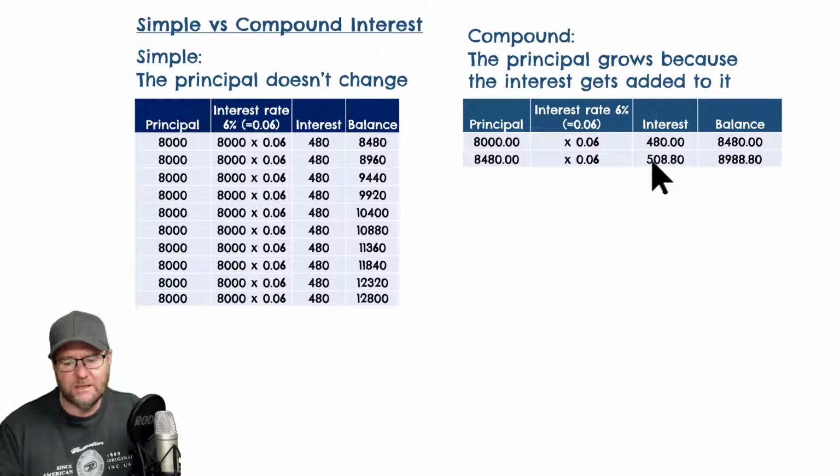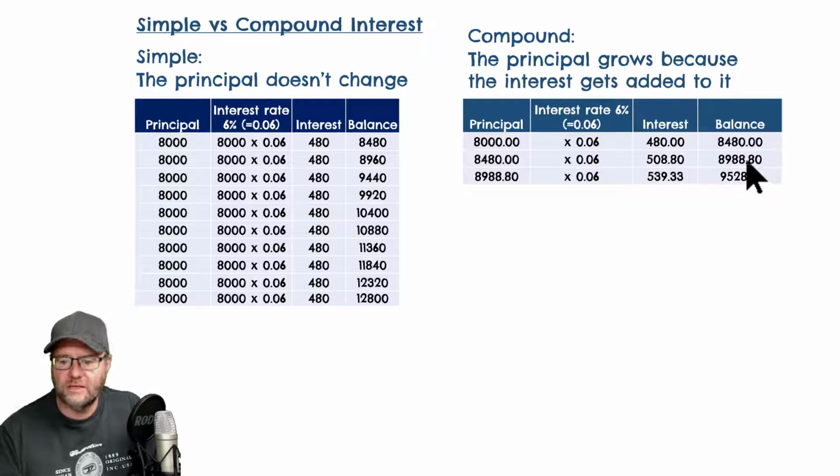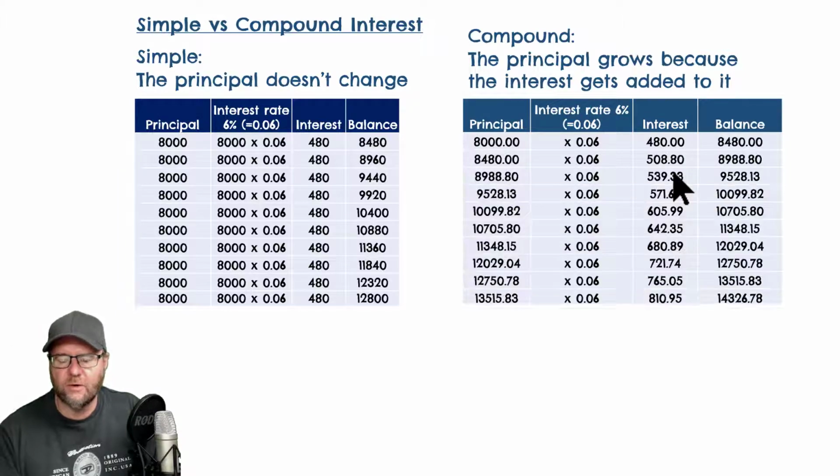So now when I work out the next year's interest, it's 6% of this amount. And you can see it's bigger than 480. Now it's up to $508.80. So my new balance will be the principal for year 2 plus the interest that I earned in year 2, added together to give me this figure. And then that flows right through to the next year. This amount becomes my new principal because I've taken this amount of interest and I've put it back into the principal. 6% of that, and you can see year on year, if I go right through all 10 years, the interest amount continues to grow. You'll see the principal continues to grow.